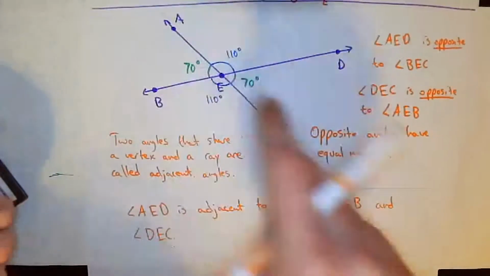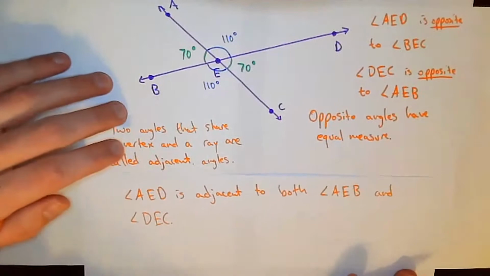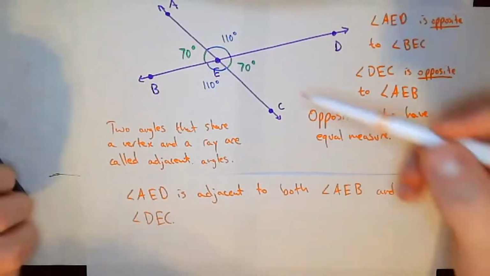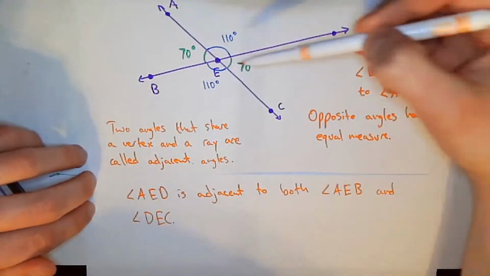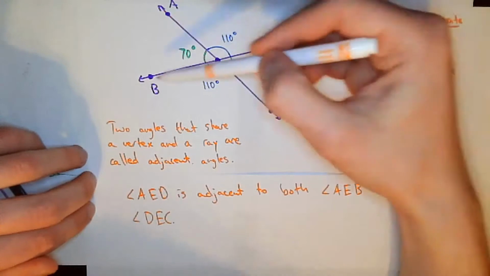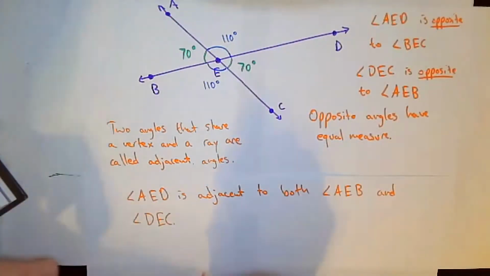And I could do that for each one of these. I'm not going to do that for every single pair. Hopefully you're getting the point. It's just an angle next to the other angle, right? So this angle, AED, is adjacent to DEC. And it's also adjacent to AEB. And what do we say about adjacent angles?